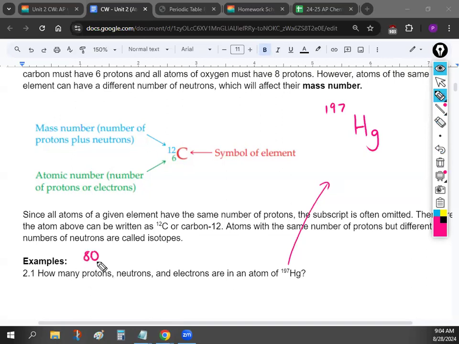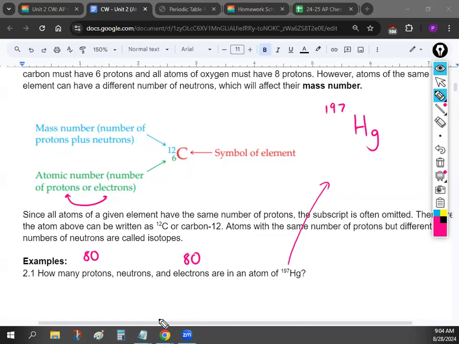Got 80 protons. Let's do the number of electrons, because that's the next easiest one. If we have 80 protons, how many electrons do we have? Yeah, 80, same number. And the clue is right here: atomic number is the number of protons or electrons. They're going to be equal to each other.